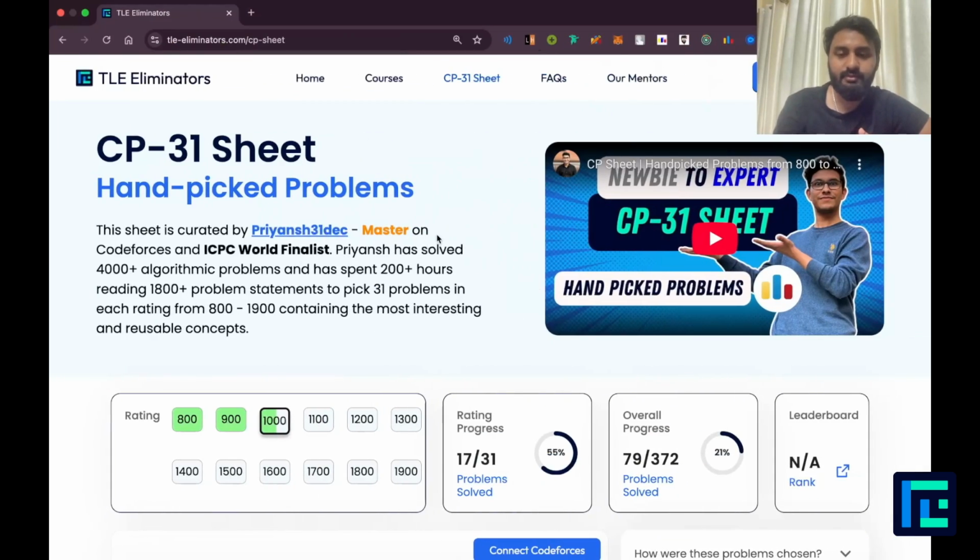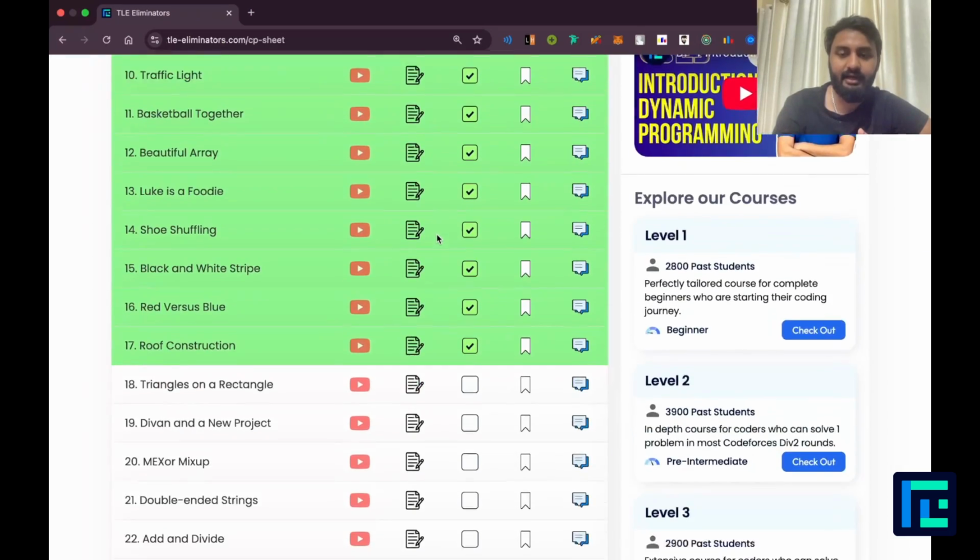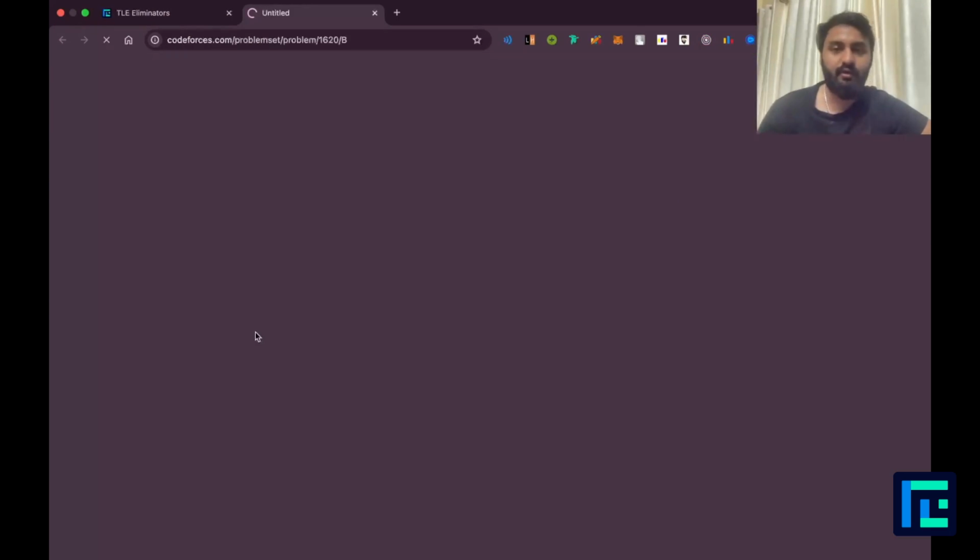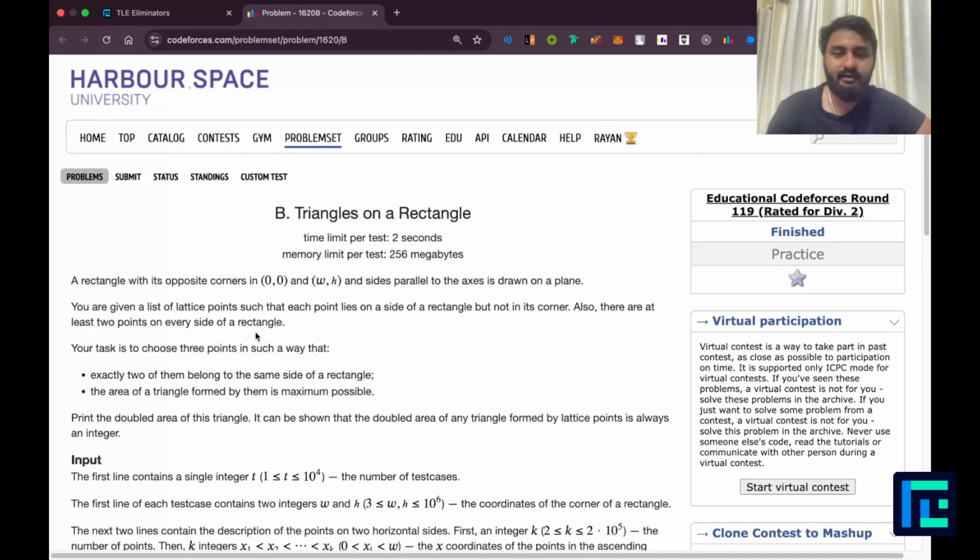Let's go. So moving on to my sheet over here, ticked off 1000, and we'll go to the 18th problem, Triangles on a Rectangle. Alright, let's read this.